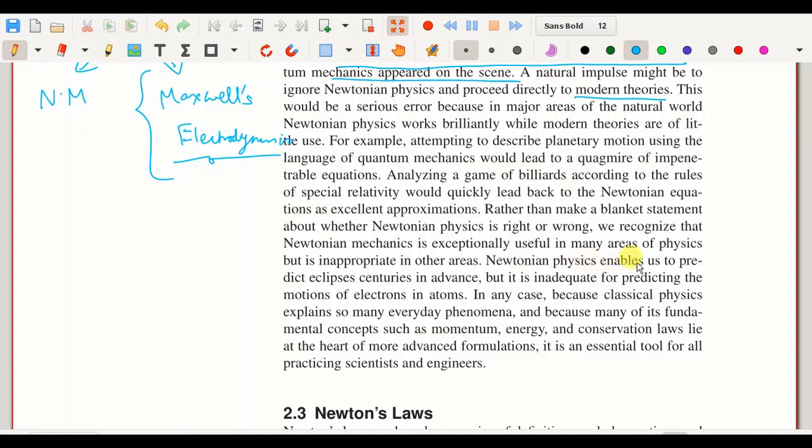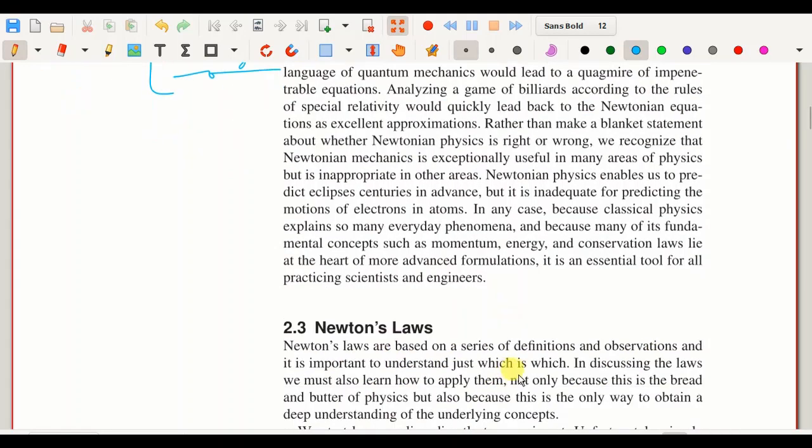Newtonian physics enables us to predict eclipses centuries in advance, but it is inadequate for predicting the motion of electrons in atoms. In any case, because classical physics explains so many everyday phenomena, and because many of its fundamental concepts, such as momentum, energy, and conservation laws, lie at the heart of more advanced formulations, it is an essential tool for all practicing scientists and engineers.